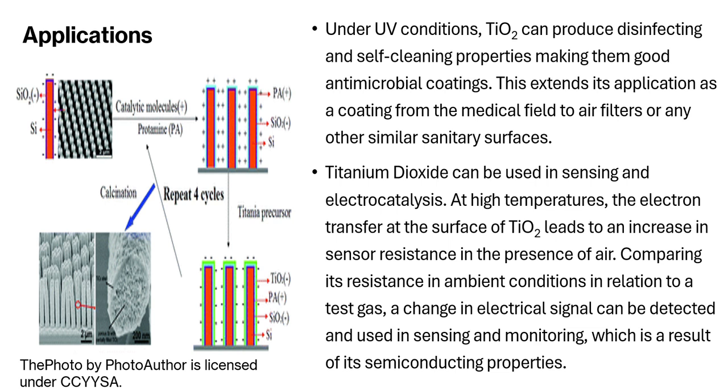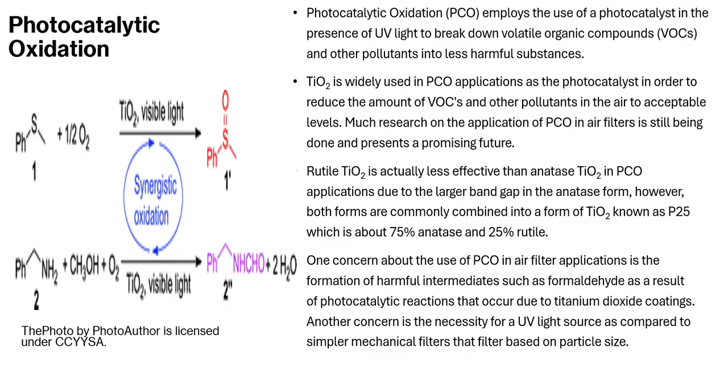Titanium dioxide can be used in sensing and electrocatalysis. At high temperatures, the electron transfer at the surface of TiO2 leads to an increase in sensor resistance in the presence of air. Comparing its resistance in ambient conditions in relation to a test gas, a change in electrical signal can be detected and used in sensing and monitoring, which is a result of its semiconducting properties.